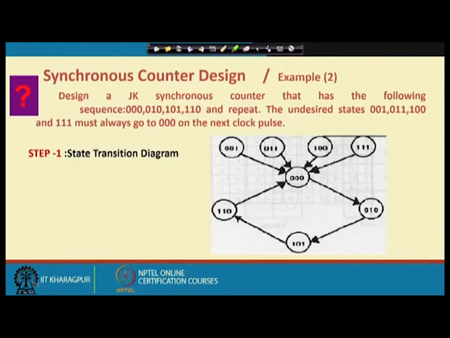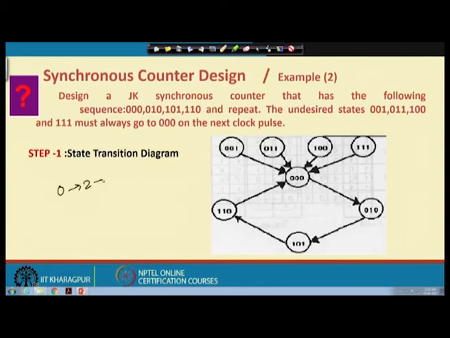We can modify the design a bit. We want to design a sequence where the sequence in decimal is 0 followed by 2 followed by 5 followed by 6 and then coming back to 0. Now, how many flip flops will be needed? That is determined by the maximum count value that you have. Since it is 6, for representing 6 in binary notation we need at least 3 bits. If I say this is the max value that the counter should produce, the number of flip flops needed is the ceiling of log of max to the base 2. In this case max is equal to 6, so this turns out to be equal to 3.